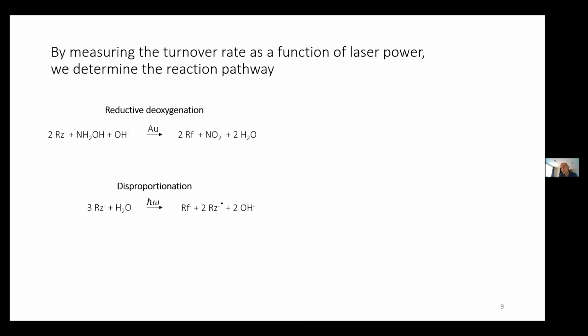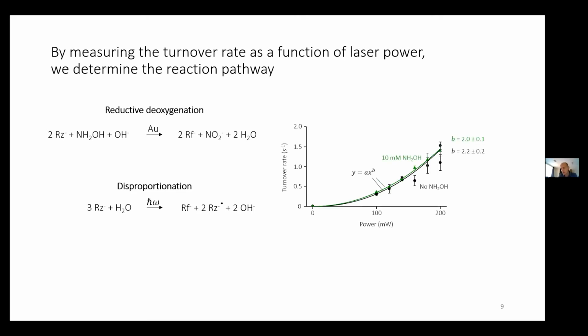And then in order to distinguish between these two pathways, what we did is we simply measured the turnover rate, so the number of detections per second, as a function of power both in the presence and in the absence of this external reducing agent. And you see here that in both cases, the turnover rate increases quadratically as a function of power, which is actually what we suspect for both pathways. But you also see that the turnover rate doesn't change if we include or exclude the external reducing agent. So that, of course, suggests that in our case, this photo-driven mechanism is the dominant pathway.